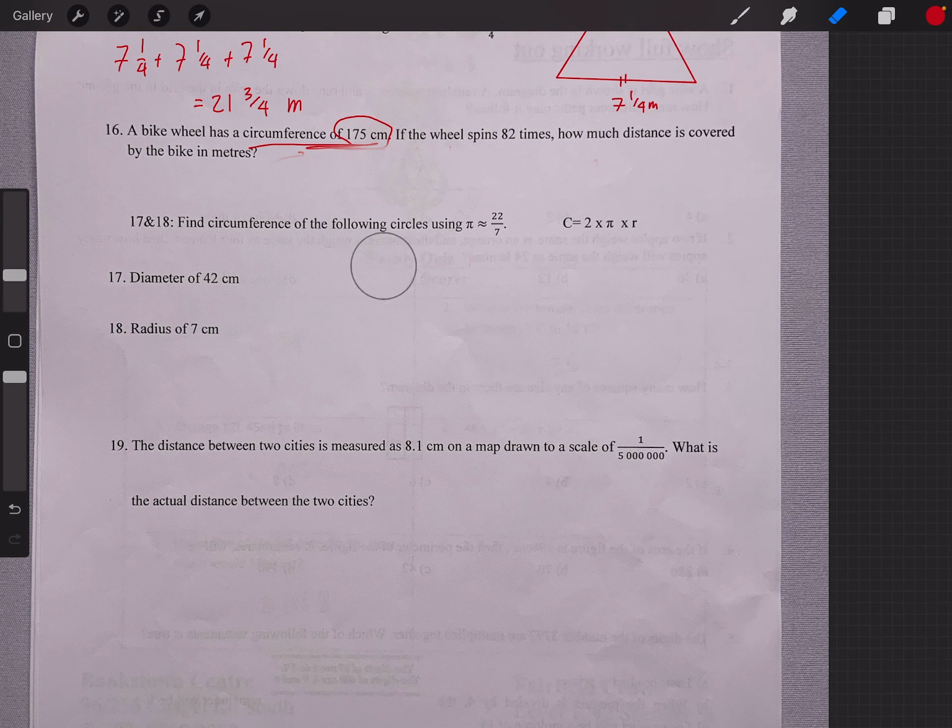Alright, next one is question 17 and 18. Find the circumference of the following circles using pi as 22/7 and the circumference formula as circumference equals 2 times pi times r. R stands for radius. So there's two formulas actually. There's that one, or there's pi times diameter. Let me just write this out.